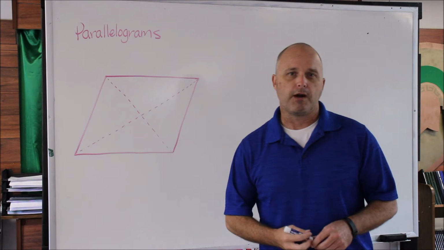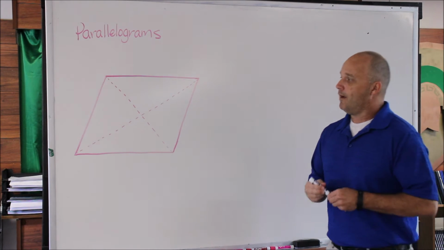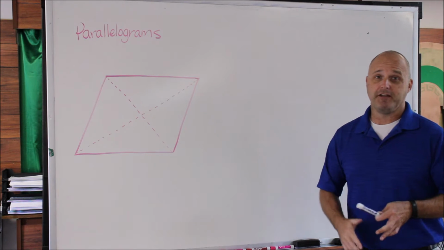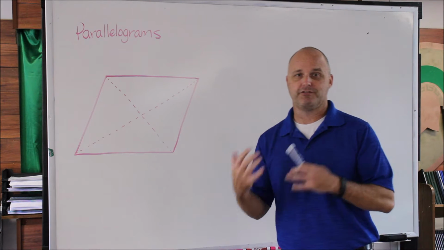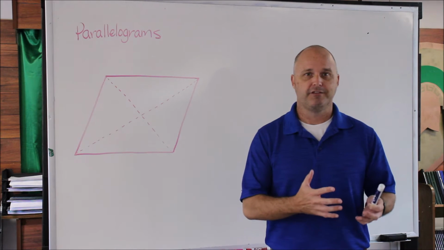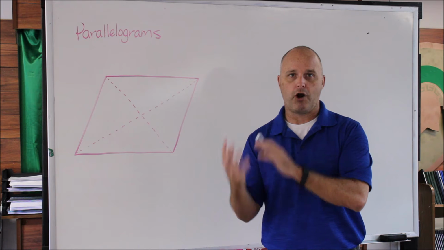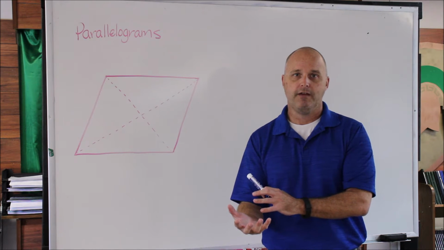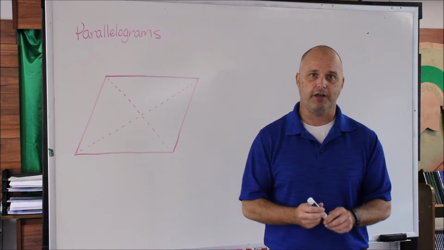Alright, so next up is the properties of parallelograms. Now there are a lot of things that you're going to have to memorize about parallelograms and then eventually squares, rhombuses, and rectangles. Each one has properties that are unique to itself, and they also share properties with the others.